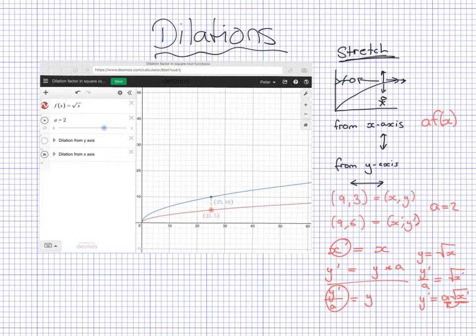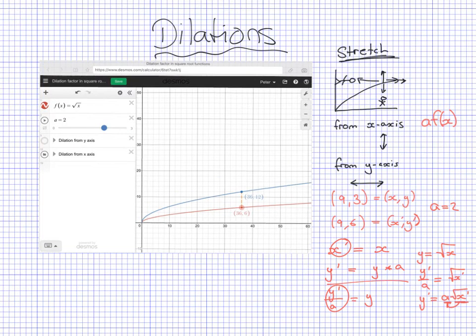So the same x value, but the y value has been pushed out. And (36, 6) has been pushed out to (36, 12). So it's happened again. As I change this a value, you can see the blue line gets further and further up, and I've set a cap on it at a maximum of 3, but it's theoretical to go as far as you want.